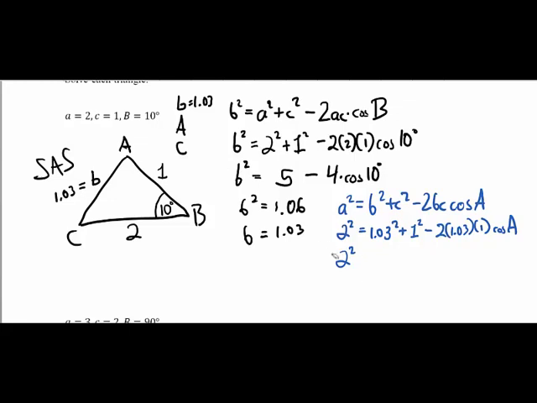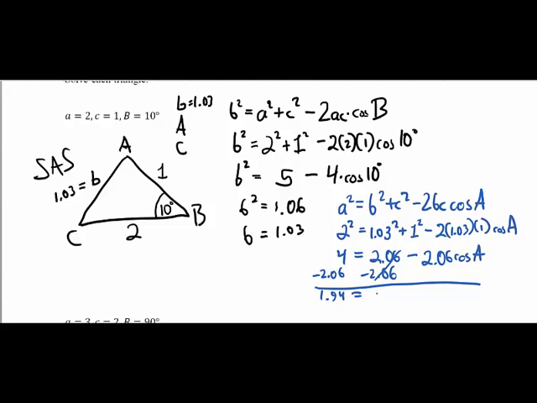Probably should save a little bit of room here since I'm running low. So 4 is equal to 1.03 squared plus 1 squared is 2.06, minus 2 times 1.03 times 1 is 2.06 cosine A. You can get into trouble if you think this is 0, and 4 is not equal to 0. You have to subtract the 2.06 from both sides. Don't factor out a 2.06. It's not going to put you in a better place. So 4 minus 2.06 is going to be our 1.94.